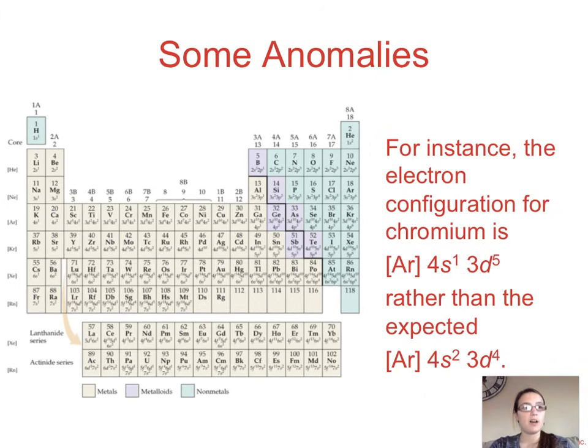One example of this irregularity is the electron configuration for chromium. If we look at chromium on the periodic table, a transition metal with atomic number 24, there are 24 electrons. We have the noble gas, which is argon, and then we fill what's next. We're in period 4. So we put argon in brackets, and then 4s 1, 2, 3d 1, 2, 3, 4. So we would expect it to be argon, 4s2, 3d4.